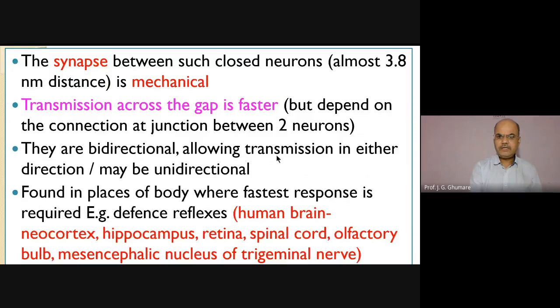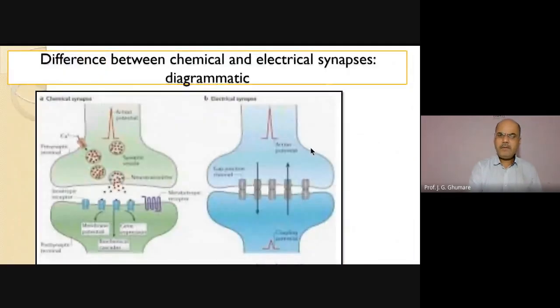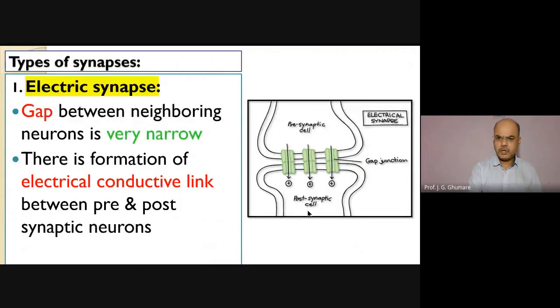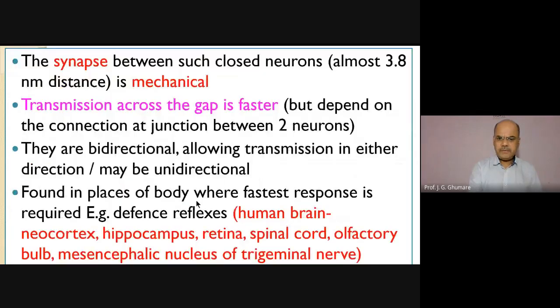It can also be bidirectional, in both directions. Transmission across takes place in both directions, or it may be unidirectional, remember. So here in this diagram, transmission may take place from pre to post or post to pre. This is for bidirectional. For chemical, we are going to conclude it will be one direction only, remember. It is found in different body parts where we require the fastest responses in the body. The best example is defense response reflexes, remember. Whenever we require defense reflexes, this type of synapse will work.